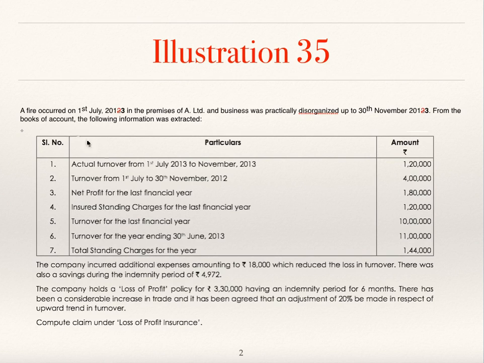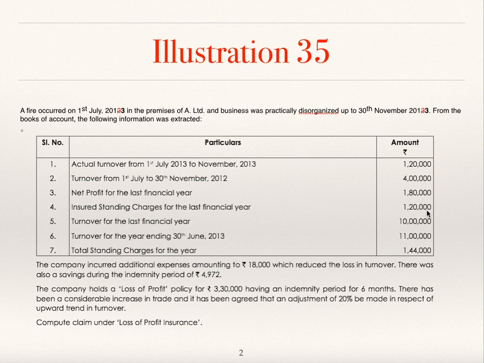Compute claim under loss of profit insurance. Now what is your first finding? First finding here is gross profit. How will you find gross profit? Gross profit is equal to net profit plus insured standing charges. Net profit is 1,80,000. Insured standing charges are 1,20,000. Therefore your gross profit will be 1,80,000 plus 1,20,000. Gross profit is 3 lakhs.